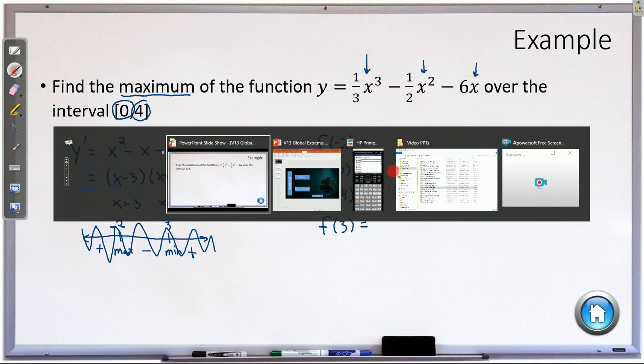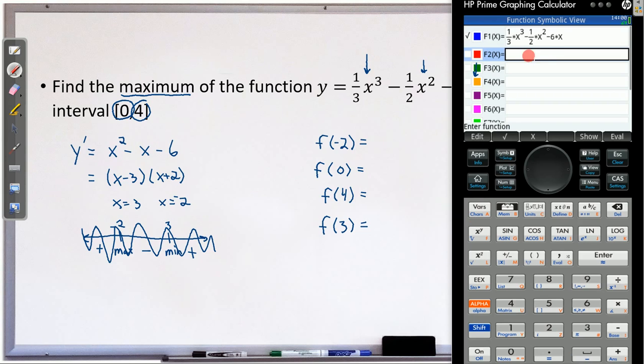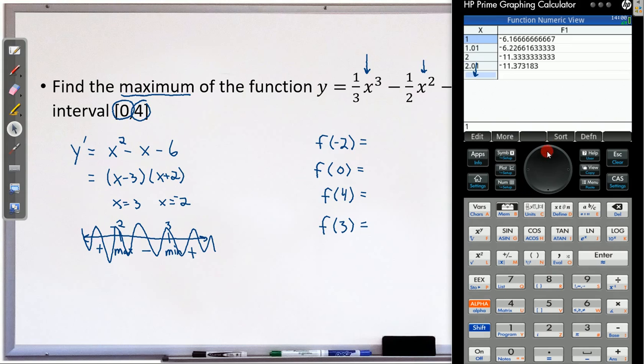So to do that, I'm going to bring up my calculator since it's got fractions. I've got my function plugged in. Make sure you're doing the original function, not the derivative. I'm not interested in the slope. I want the actual y value here. And so then I'm going to go to number, and I'm going to plug these numbers in. So first, -2 gives me 7.3, and then 0, and then 4. And I don't need to, but I'm going to 3. Alright, so those are my 4 values.